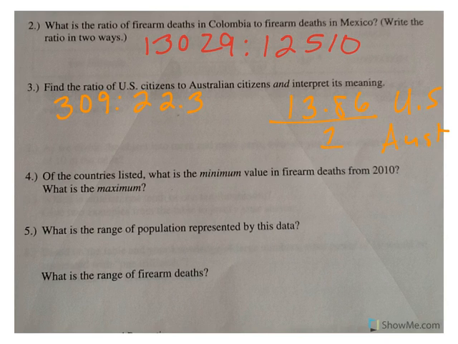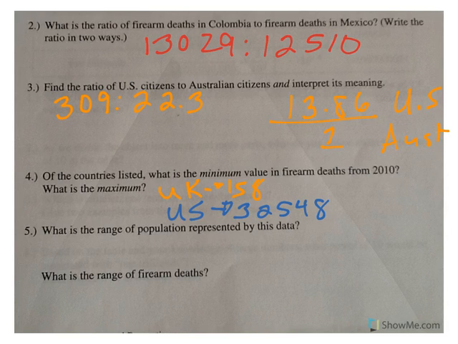Okay, number 4, of the countries listed, the minimum value in firearm deaths. The minimum is the UK. The UK only had 158. The maximum would be the US, and the US had 32,548 firearm deaths.